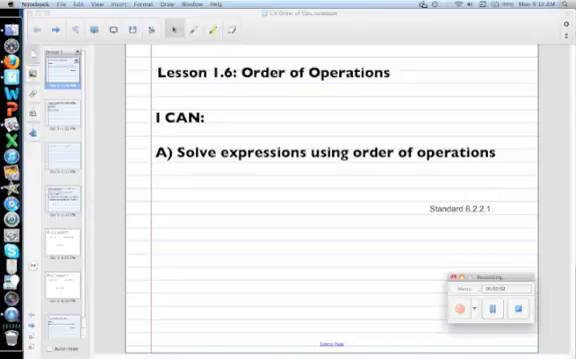Sixth graders, tonight we are doing lesson 1.6, which is order of operations. We have one objective, and that is I can solve expressions using order of operations.